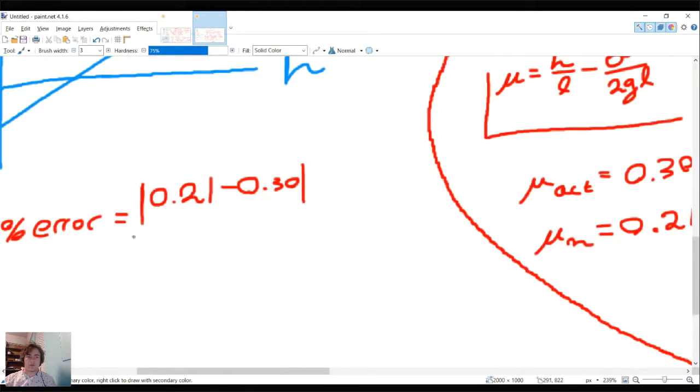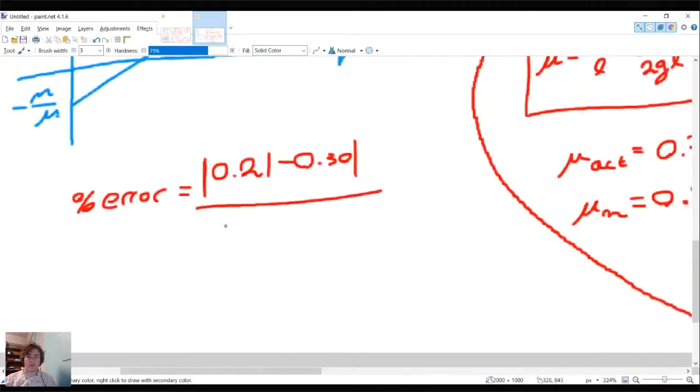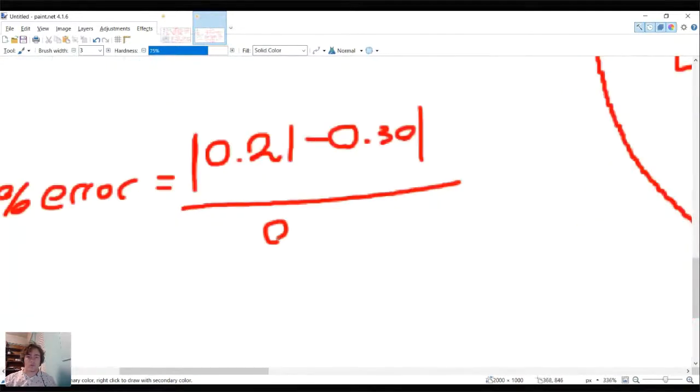Make that bigger, because the one sort of like not the absolute value bar over the actual, and we should get a better value for this. 0.21 minus 0.3 divided by 0.3. Yeah, that's 30%.